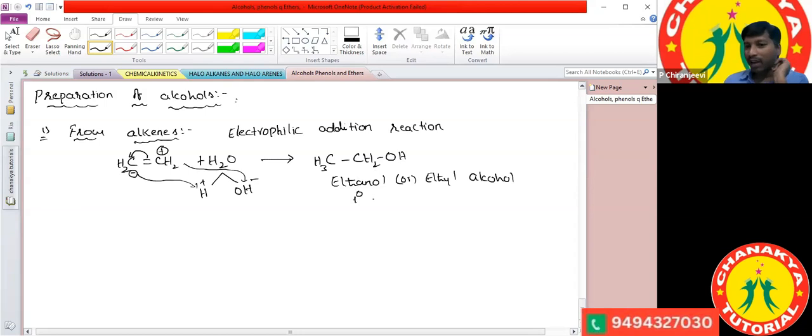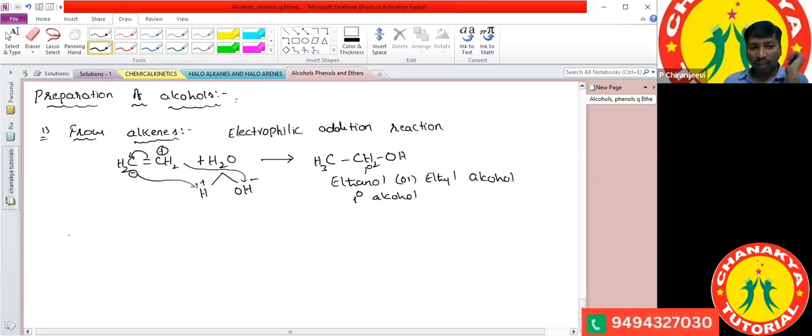It is primary alcohol. Okay, the OH group is attached to the primary carbon. A primary carbon is nothing but the carbon which is attached with only one neighboring carbon atom. So when ethene undergoes addition of a water molecule, it forms a primary alcohol.